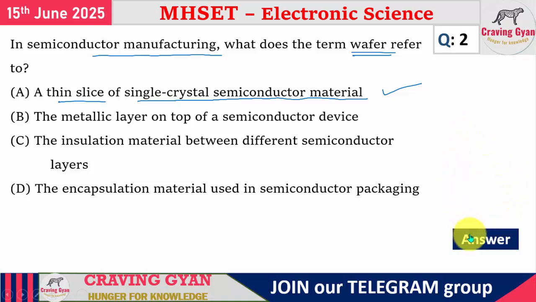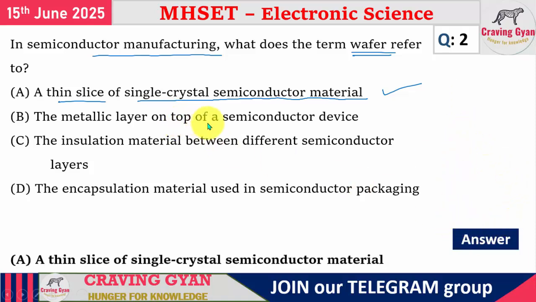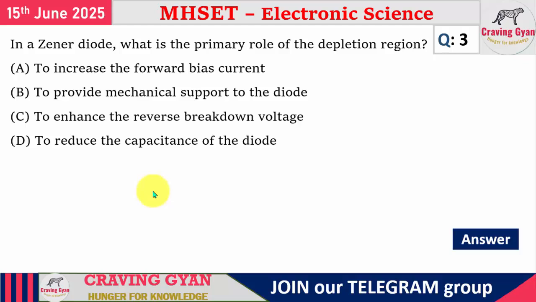In the other options, what they have given is the metallic layer on top of a semiconductor device, which is wrong. The insulation material between different semiconductor layers is wrong, since you make use of thick oxide or thin oxide layers. The encapsulation material used in semiconductor packaging, no, this option is also wrong. So the suitable option for the second question is option A.